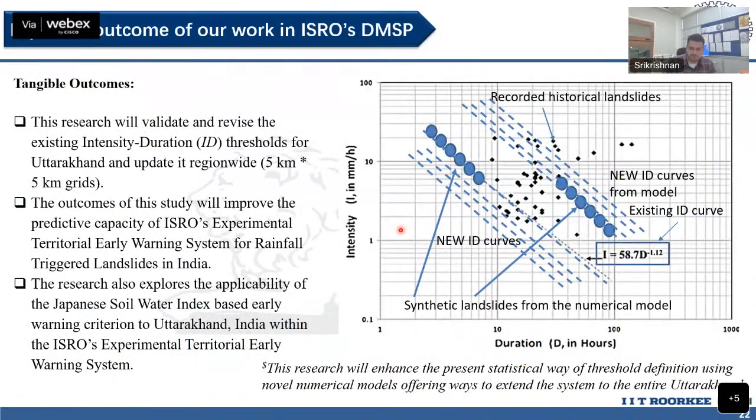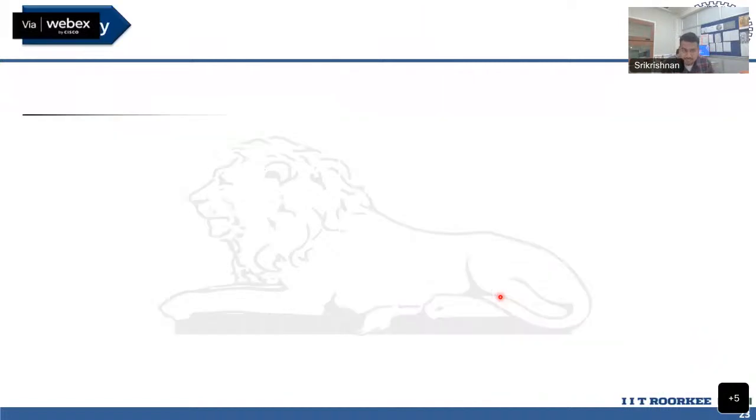So in this research, what we are trying to do is increase the number of points here to address the gap through synthetic landslides from the numerical model, which we believe will improve the efficiency of the system. As well as, in addition, we also try to implement the soil water index parameter, which is successfully implemented in Japan, into this ISRO's existing system.